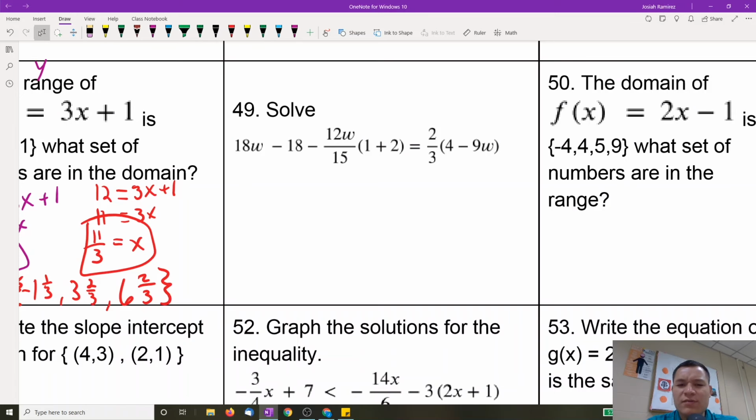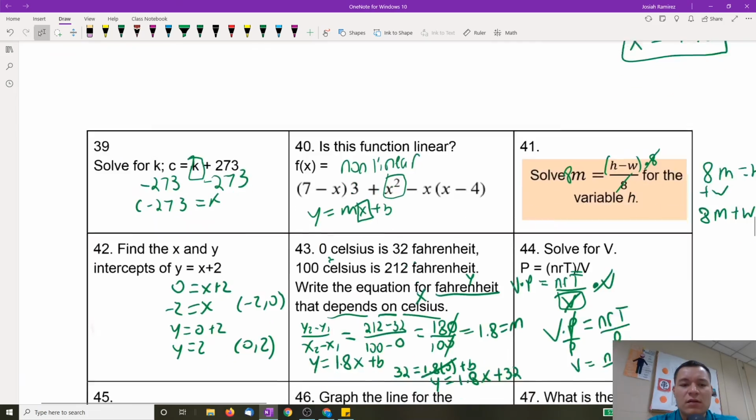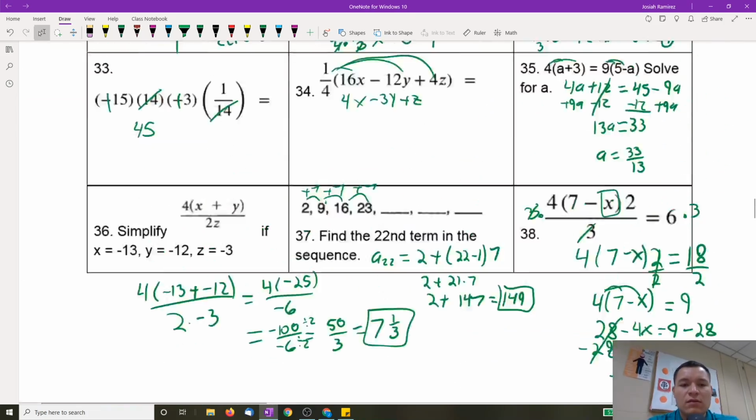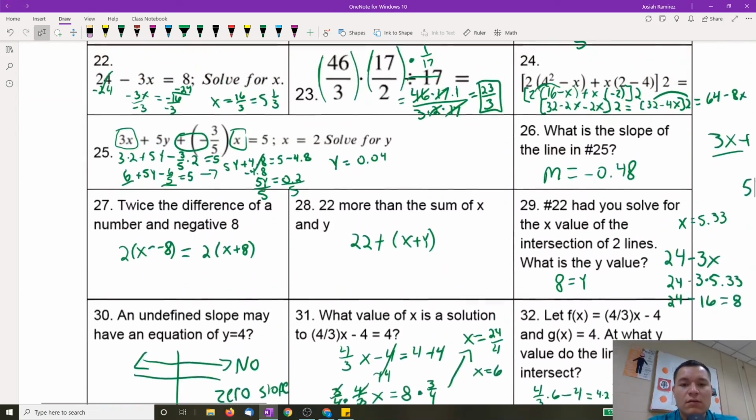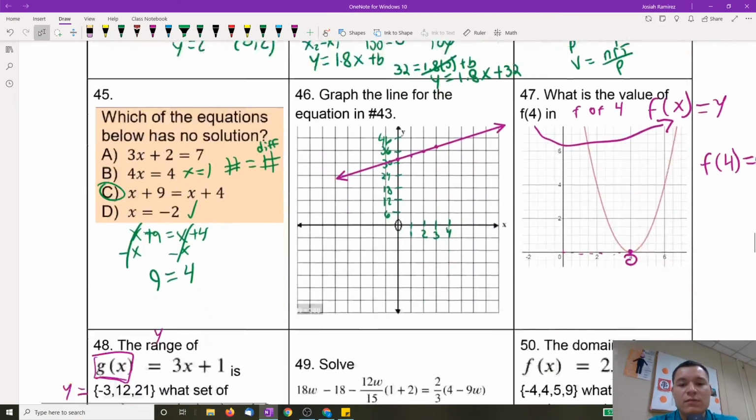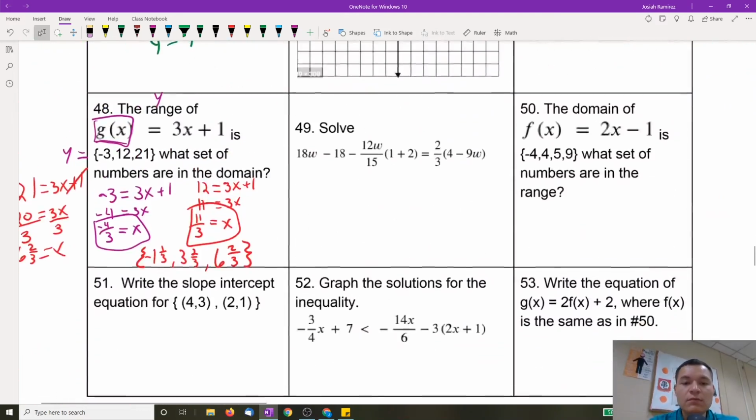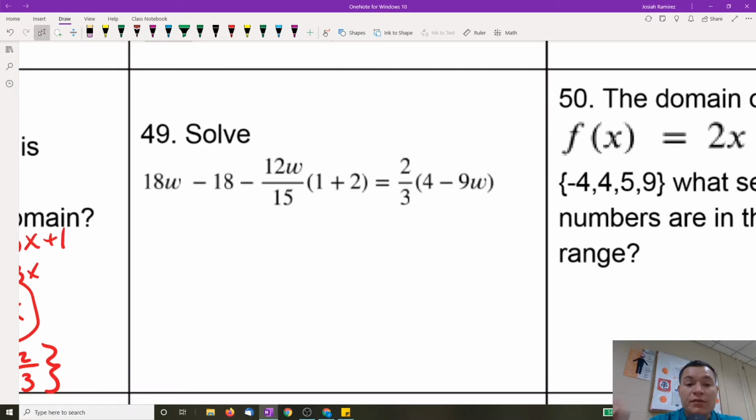I think this is a repeated question. I'm pretty sure it happened on... Nope, it's different. All right, so we need to solve this for w. That means we need all of our w's to come together and be alone.